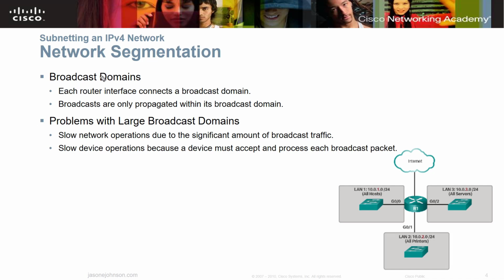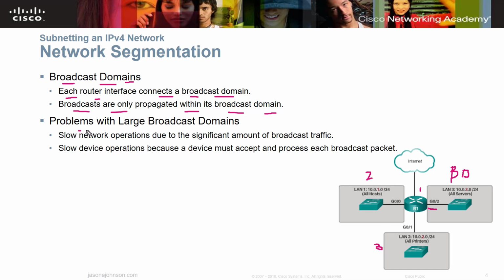So when we talk about segmentation, though, we have broadcast domains, and that's where each router interface connects to a broadcast domain, and broadcasts are propagated within its broadcast domain. So if we look down here, we've got a router here, and this router has a connection here, and that's a broadcast domain, or you can think of that also as a LAN. And then you have another one over here, you have number 2, and then you have number 3 over here.